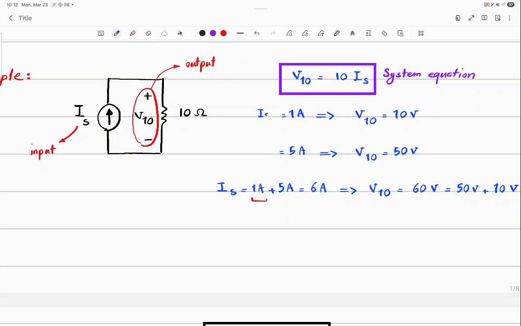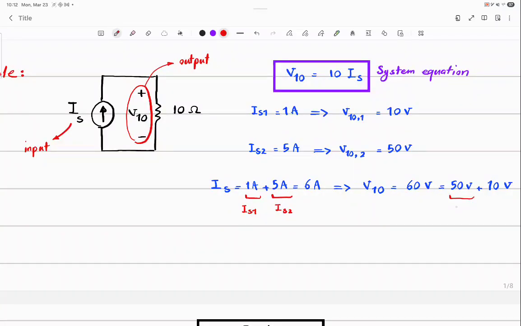Write it as IS1, IS2, and then V10 1 and V10 2, and then I can do this. 1 amp is actually IS1, and this is IS2. Now 50 volt is V10 2, and this one is V10 1.